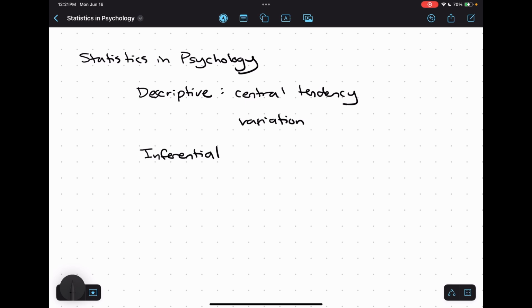The goal of inferential statistics, on the other hand, is to infer beyond a data set, meaning we want to be able to extrapolate beyond an individual study's data and be able to generalize to other things if possible. What does this mean in practice?